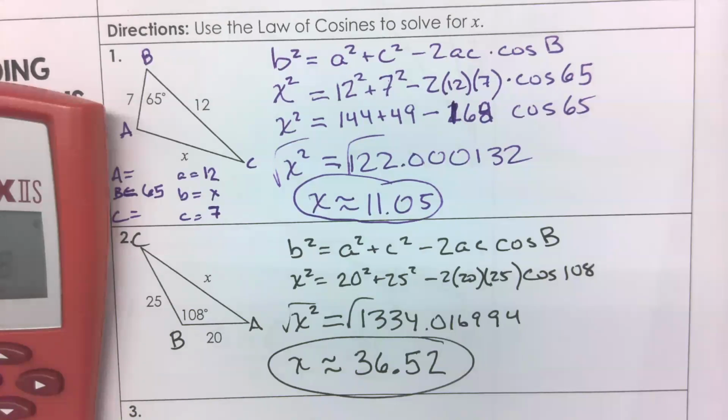How'd we do? 5. It's like I'm ambidextrous. I can do law of sines and law of cosines. 3. This one's a little bit more confusing for me. 1. I don't believe in laws.